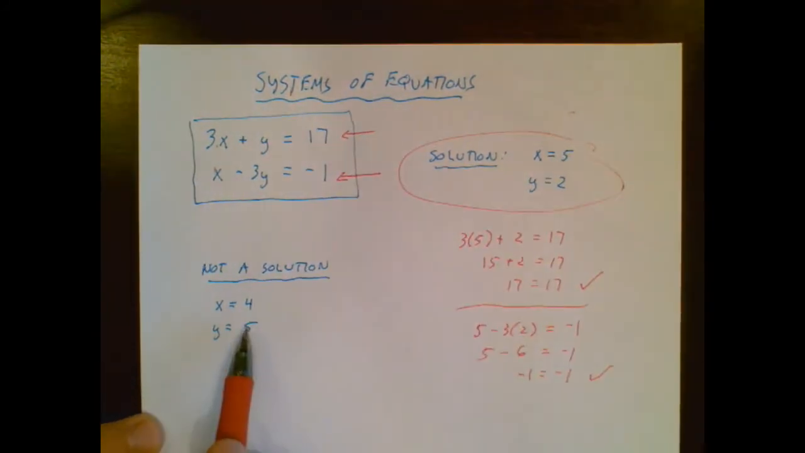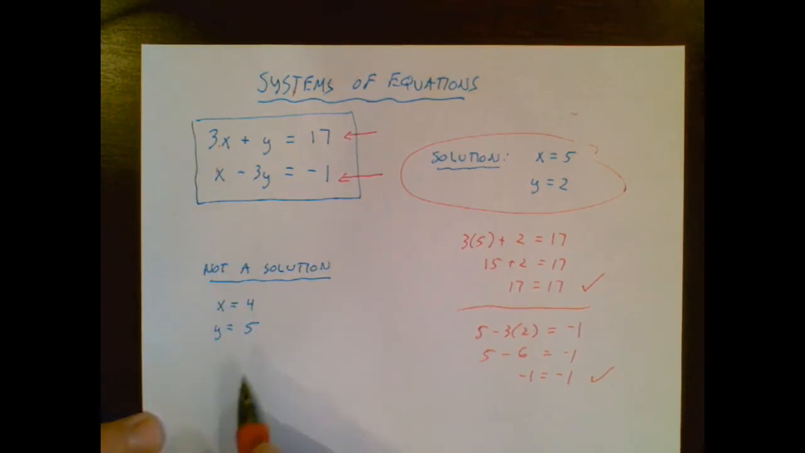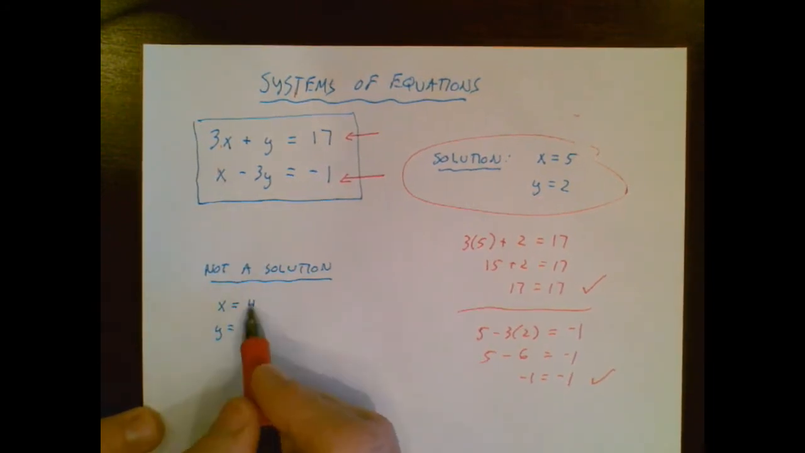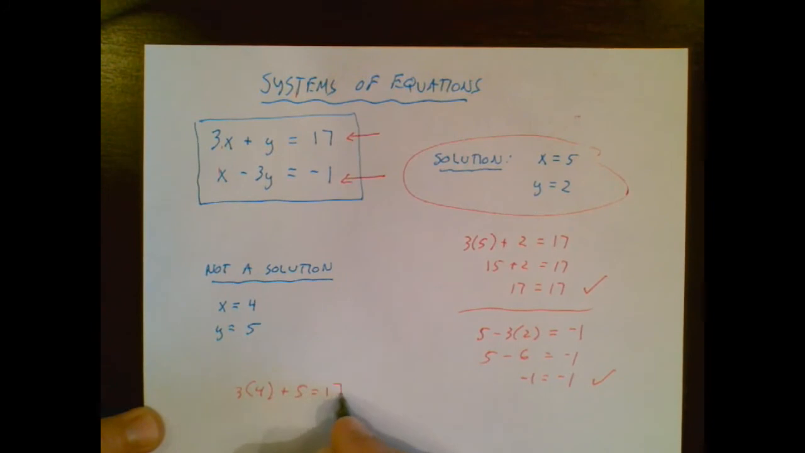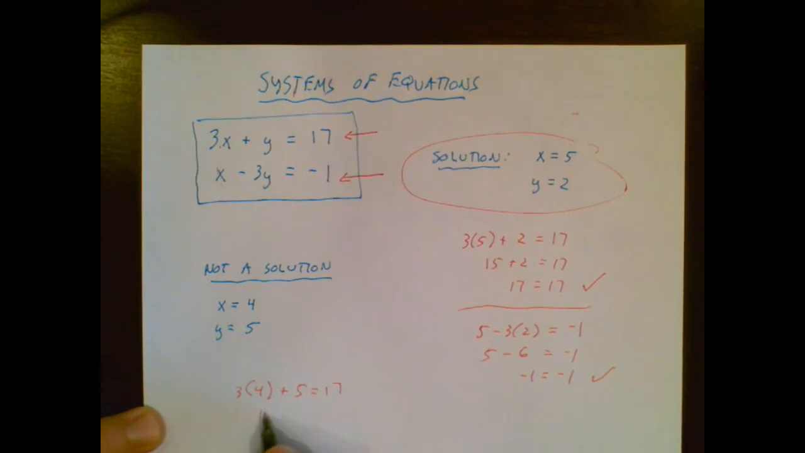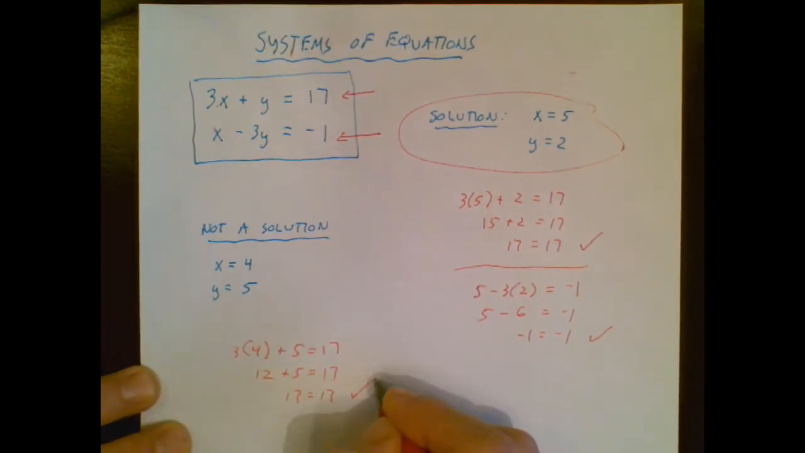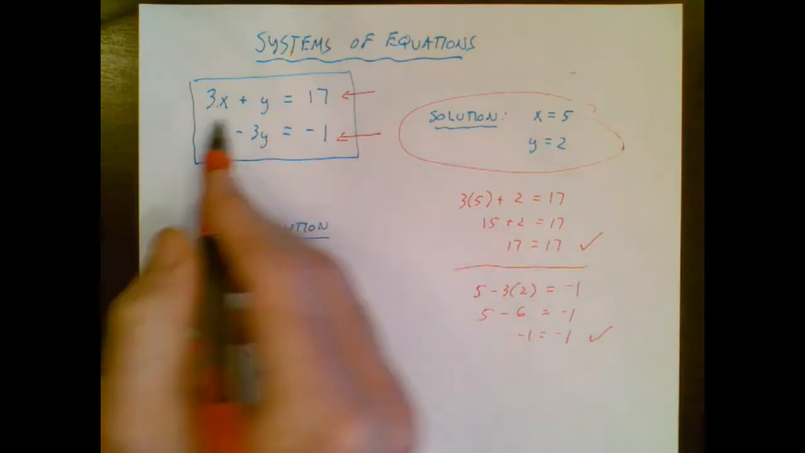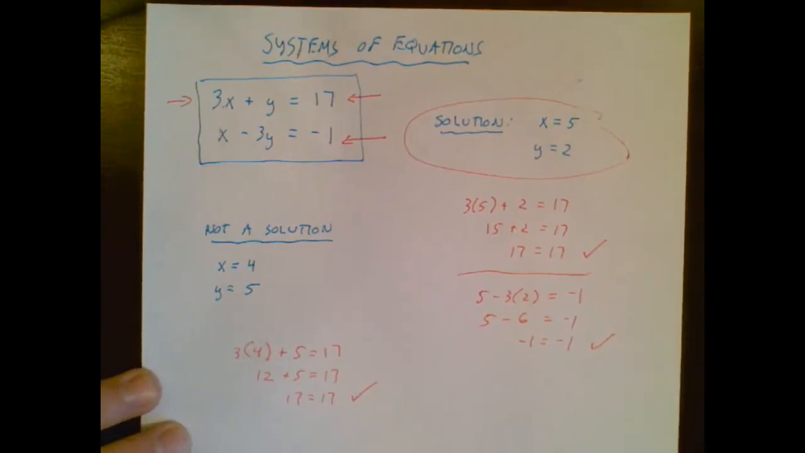Here's an example of an x and a y value that is not a solution. And if I plug this in, the 4 and the 5, I end up with 12 plus 5 equals 17. And I feel pretty happy because this combination worked in the first equation. But to be a solution, it has to work in both equations.